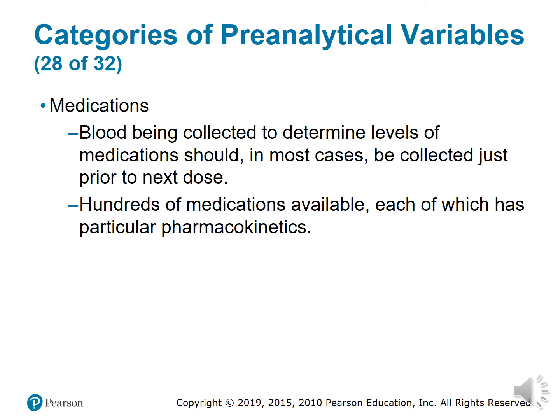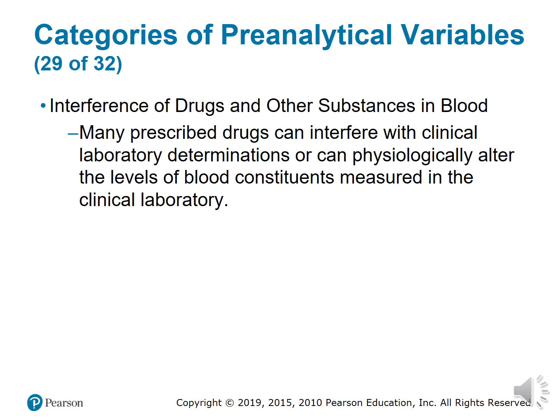Medication. Blood being collected to determine levels of medication should, in most cases, be collected just prior to the next dose. Hundreds of medications are available, each of which has particular pharmacokinetics. Interference of drugs and other substances in blood. Many prescribed drugs can interfere with clinical laboratory determination or can physiologically alter the levels of blood constituents measured in the clinical laboratory.